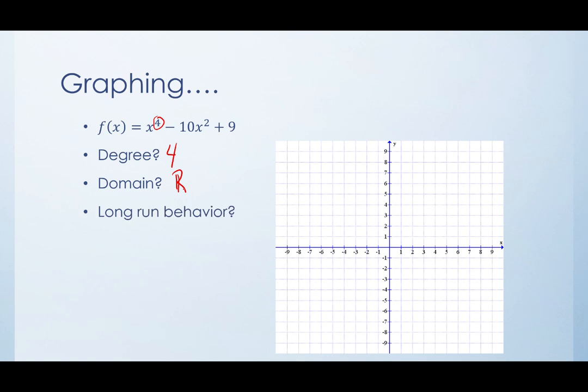Well, because it's an even power, we know it's going to be something like that, right? And it's not been reflected. So we're going to say as x goes to negative infinity, y goes to positive infinity. As x goes to positive infinity, y goes to positive infinity. Both ends are going up, so we'll go ahead and draw that.